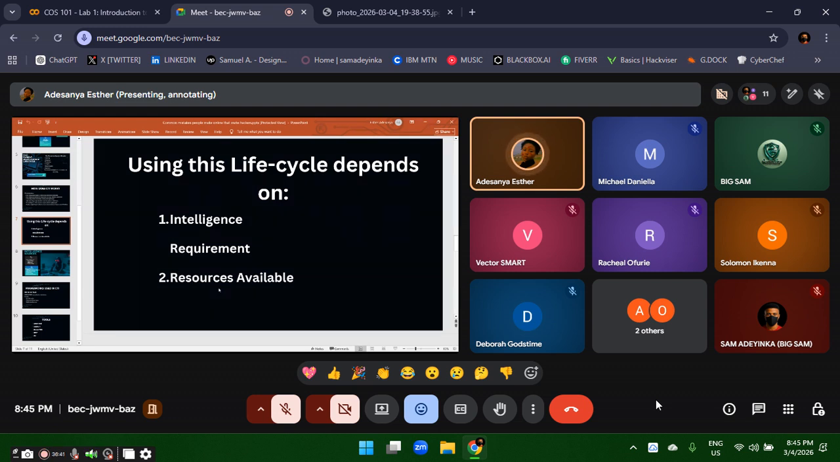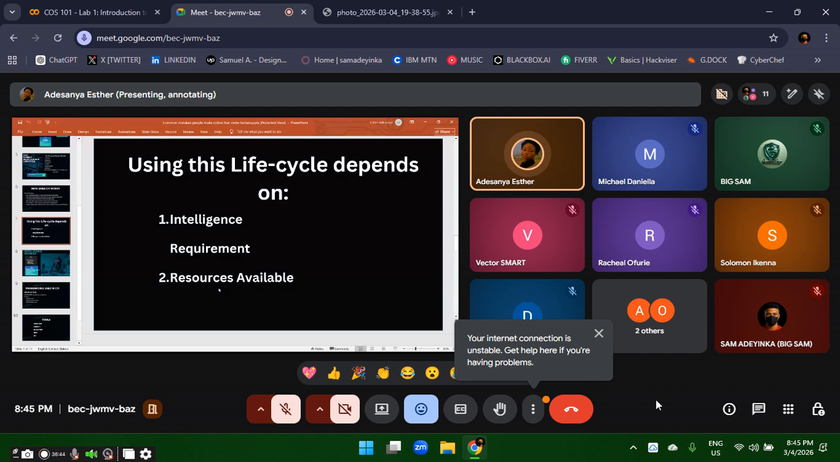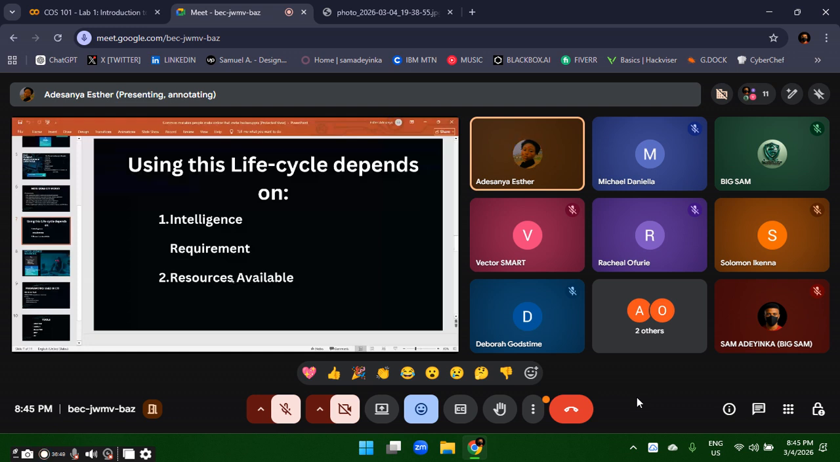And the second one is resources available. Resources available are usually what we have at our disposal, right? And if all these things are not in place, it's going to affect the productivity, the reports and the analysis of the whole cyber threat intelligence.